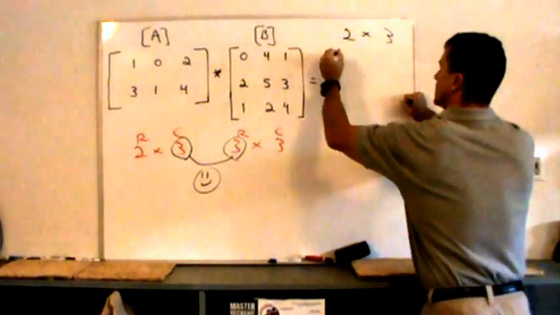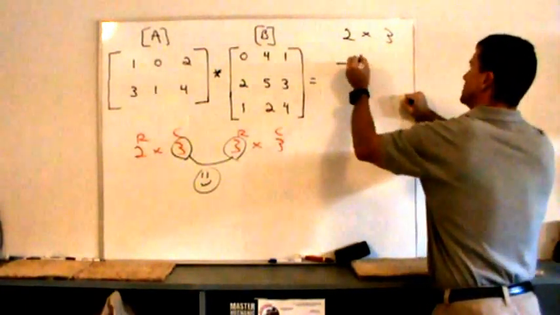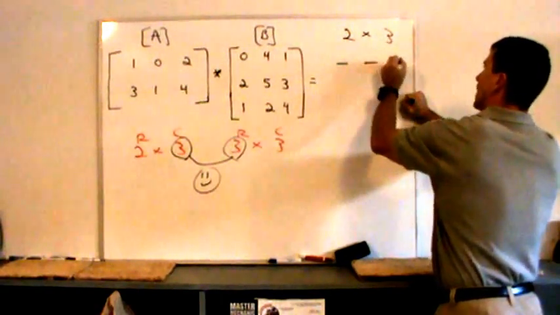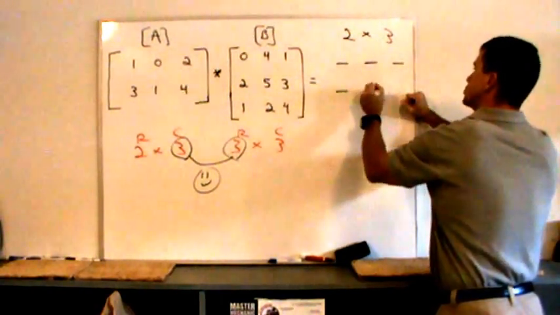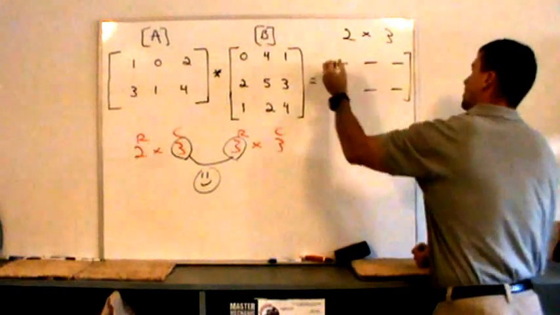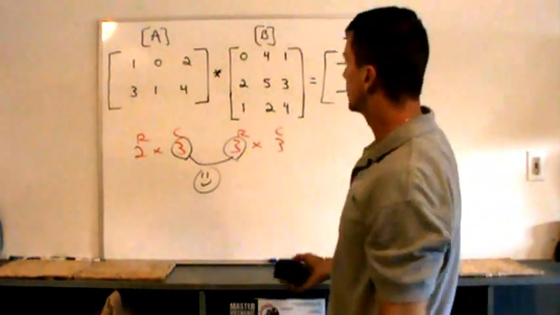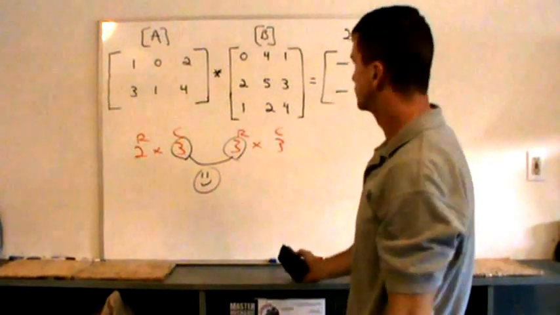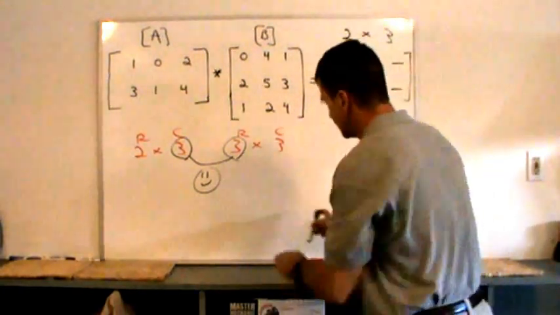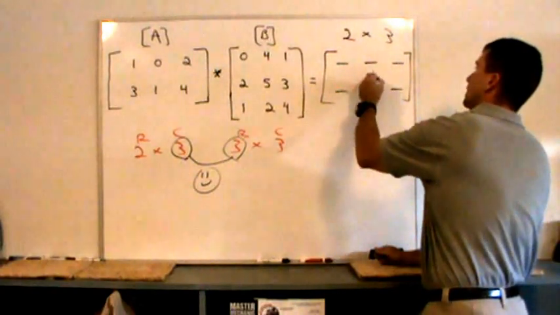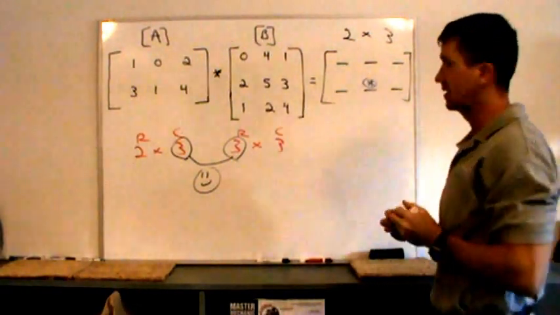So I'll just make a couple dashes here, with 2 rows and 3 columns. And let's find all these numbers. To start out, you don't have to go in order. For instance, let's find this number right here. I'll put a little ping. Let's find that number right there.